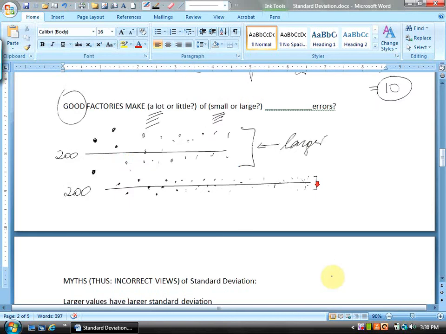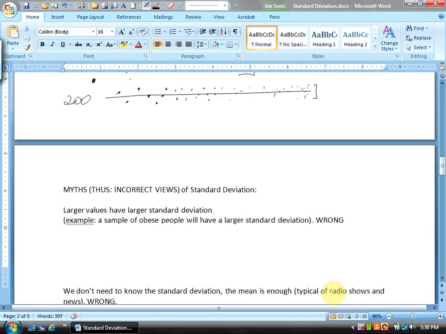Okay, now let's take a look at some statements, some myths about the standard deviation. Incorrect ones, of course. Larger values have larger standard deviation. This is wrong. For instance, a sample of obese people will have larger standard deviation. Why? Think of it. If everybody is obese, then everybody is the same. The standard deviation is very small. That's why it's wrong.